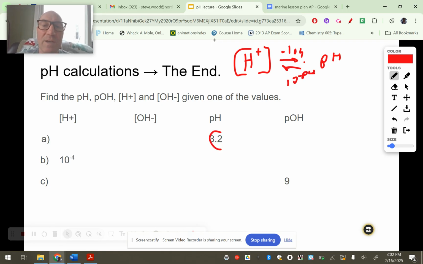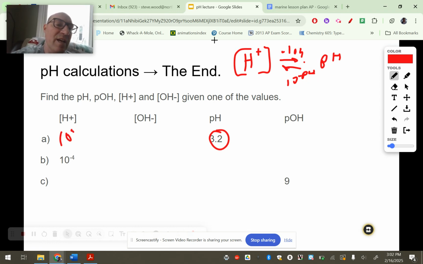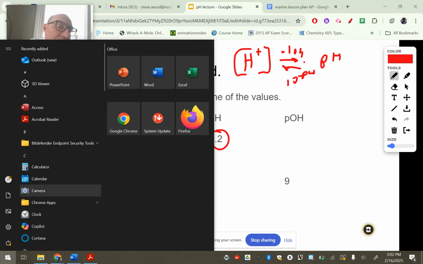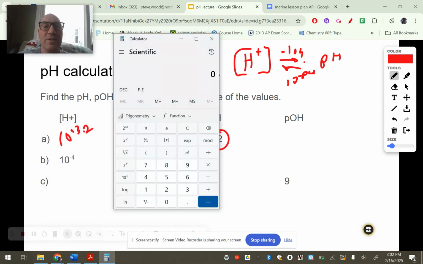Okay, so for example, right here, we're going to do 10 to the negative 3.2. Now, you don't leave that in there. You definitely need to calculate it. So let's get my little calculator up.